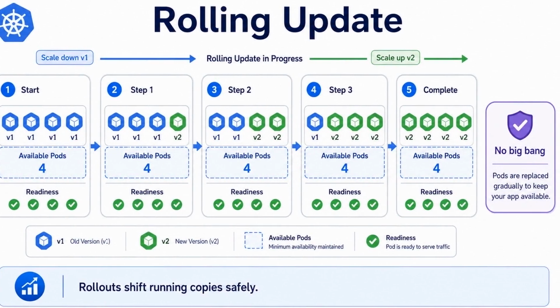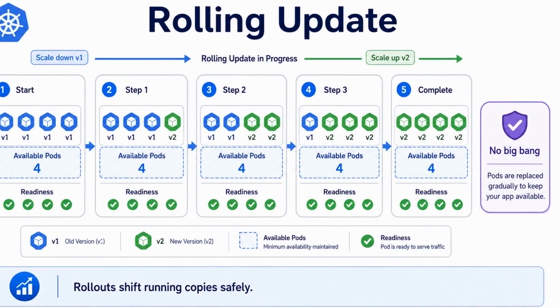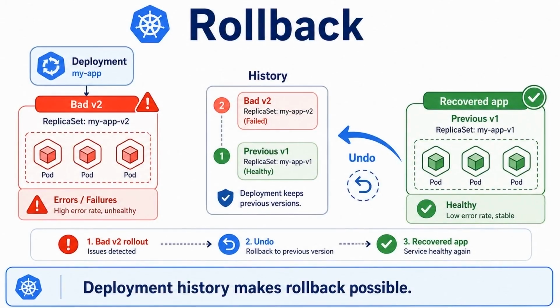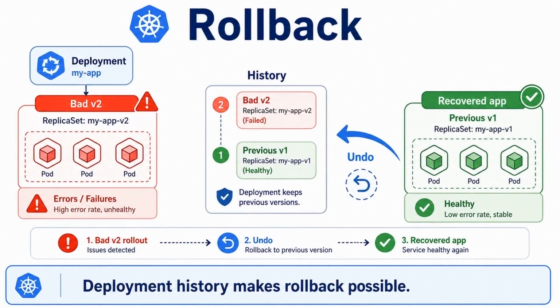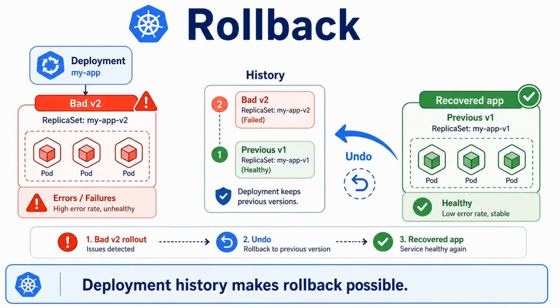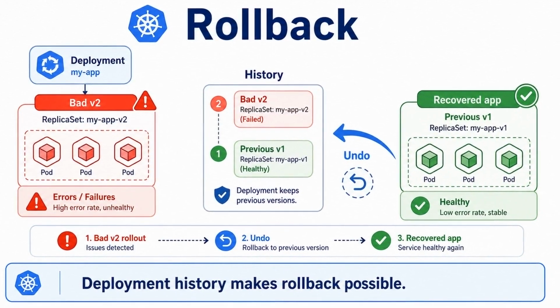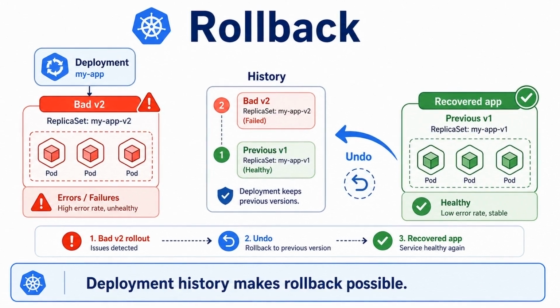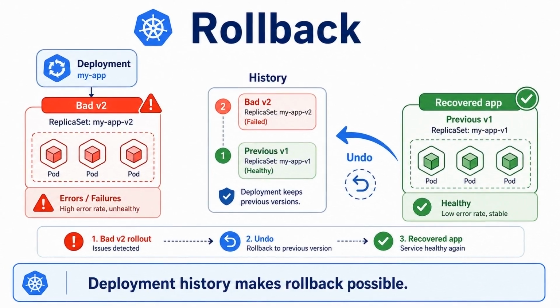A rolling update shifts the running copies gradually. New pods come up, become ready, and old pods are removed. The point is to change the application without a big bang outage. If the new version is bad, the deployment can roll back to a previous template. That is one reason the deployment layer matters. It keeps rollout history and gives operators a safer way to recover.